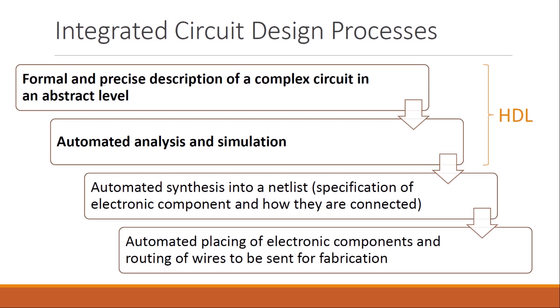And this is like a specification: what are the components needed to build this circuit, and how they should be connected with each other to get the desired functionality. And this is the netlist. So at the end of the third step, you get that netlist, and once you have the netlist, you can use it to place the electronic components and route the wires. So this is also done in an automated way.